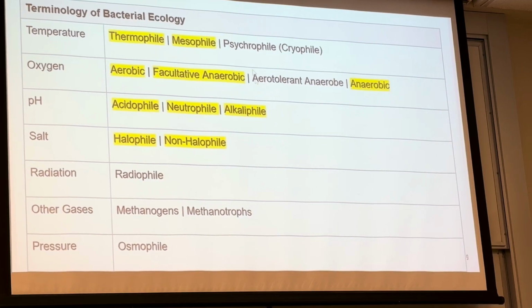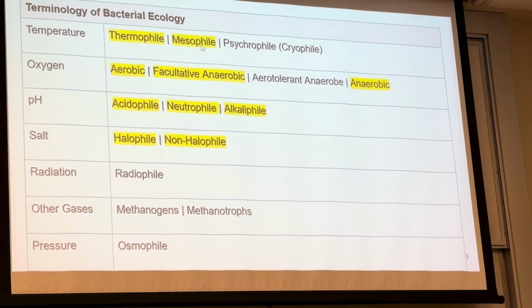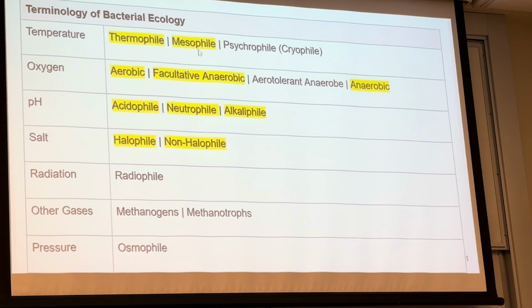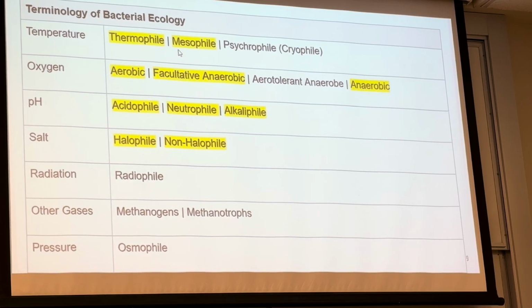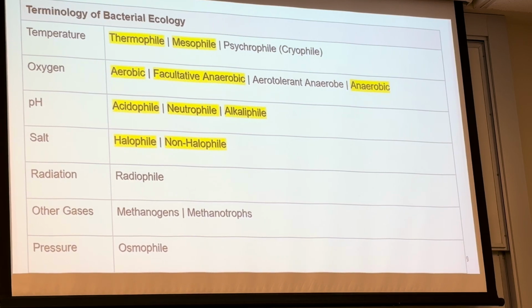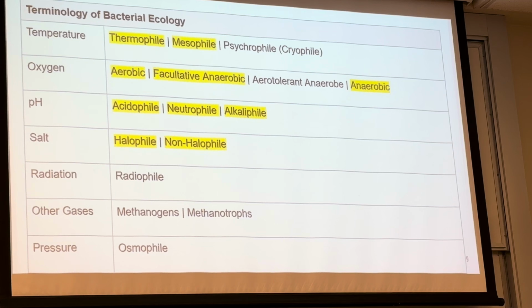So here's the ones that we're gonna know. We're gonna know thermophiles and mesophiles. So thermophiles live in hot environments, mesophiles live within normal human range of environments. So why do we care? Well, when we get a fever, if the organism is not a thermophile, it'll die. If it's not 98.6 and our temperature goes up to 101, 102, the organism will die.